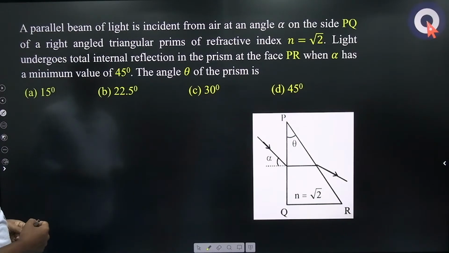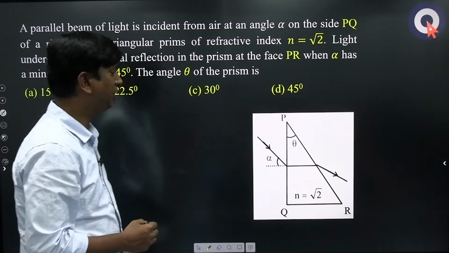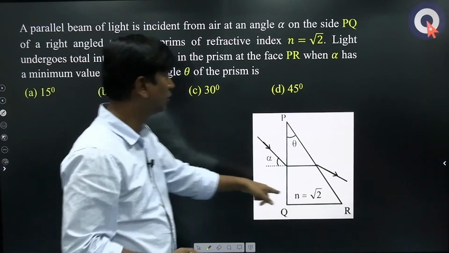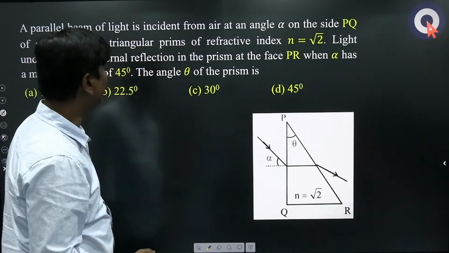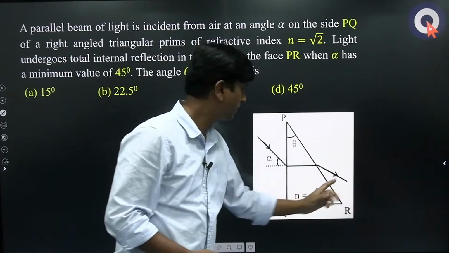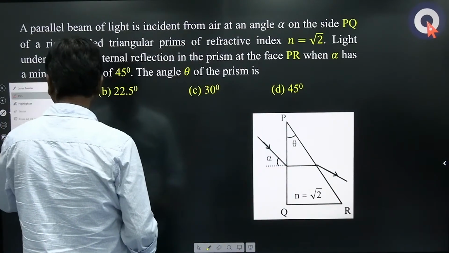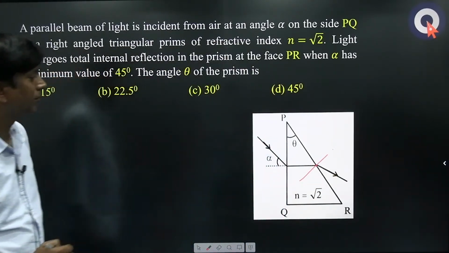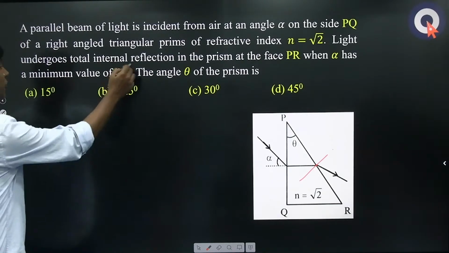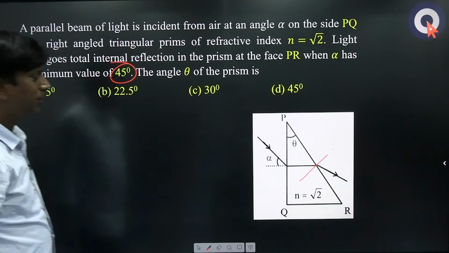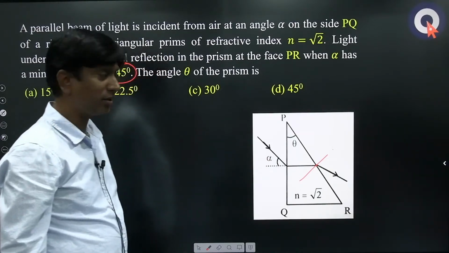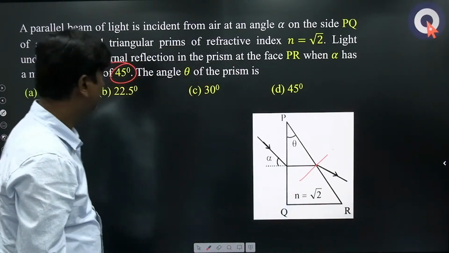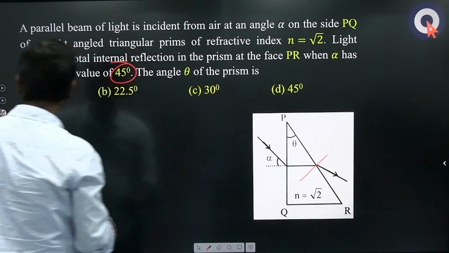A parallel beam of light is incident from air at an angle of alpha on the side PQ of a right angle triangular prism of refractive index n equal to root 2. Light undergoes total internal reflection in the prism at the face PR when alpha has a minimum value of 45 degrees. So the minimum value of alpha is 45 degrees, and then it undergoes total internal reflection, just grazing like this. Then what is the angle theta of the prism?